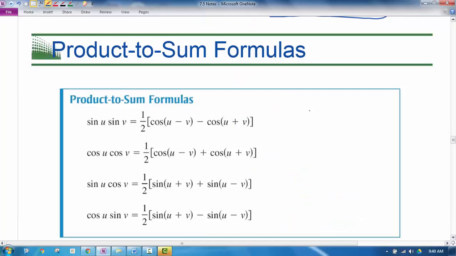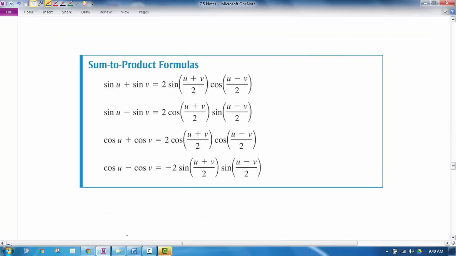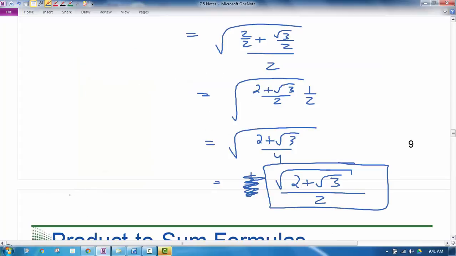Okay, the last thing is the product to sum formulas. I actually didn't include these in the formula sheet because we're not going to use these. I won't give you any problems that involve the product to sum formulas for now, or the sum to product formulas either. So let's try the homework and hopefully make more sense of it.